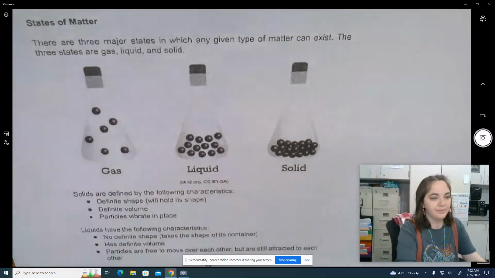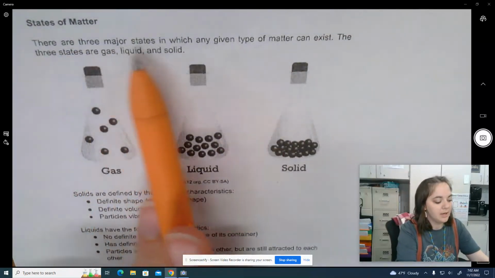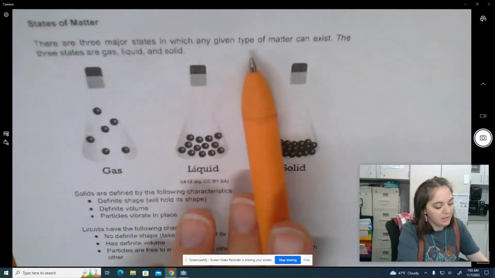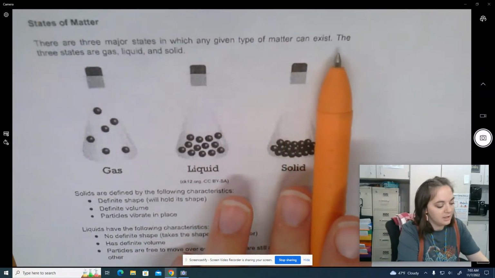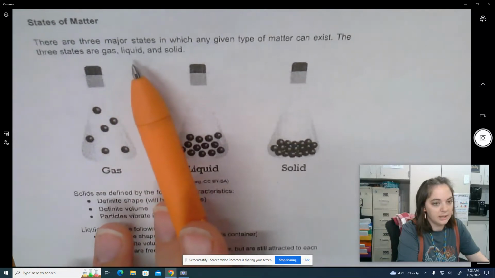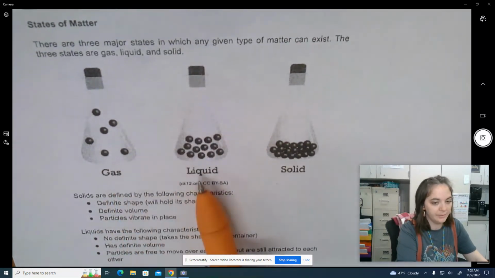States of matter. There are three major states of matter in which any given type of matter can exist. The three states are gas, liquid, and solid, shown here.